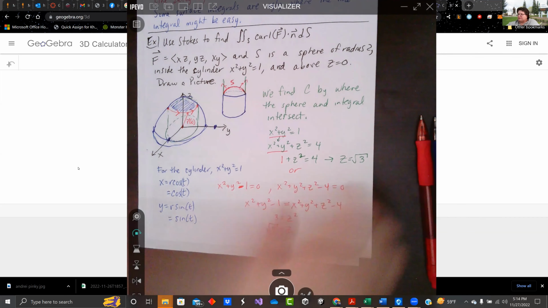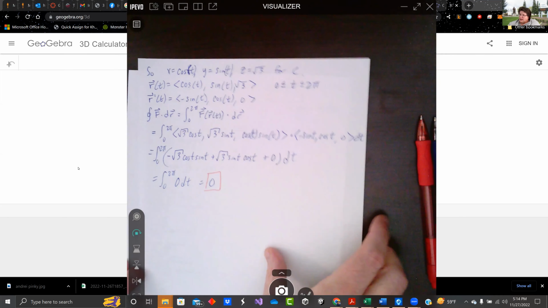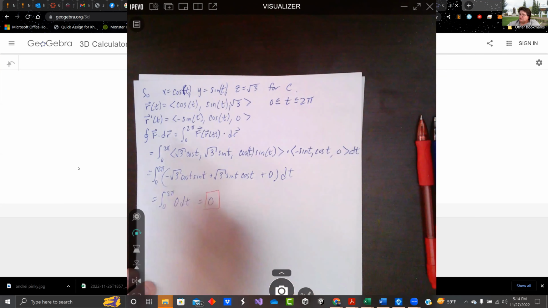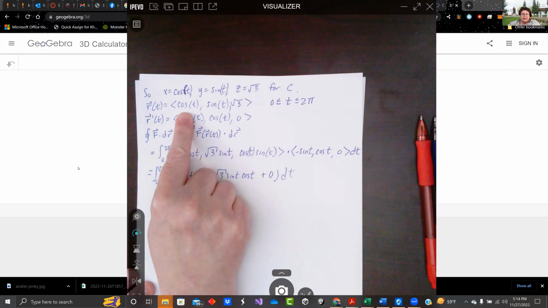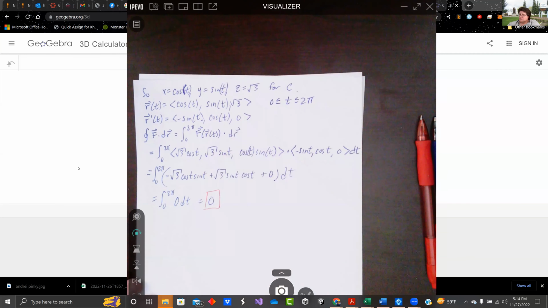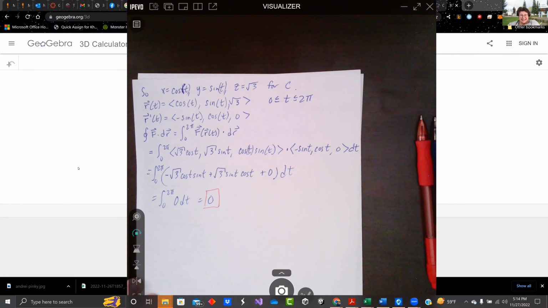We're going to use this stuff right here. Let's take a look at it. If I write r, we're doing F dot dr, so I've got to make r. So r is cosine t for x, sine t for y, and square root of 3 for z. So r prime of t will be negative sine t, cosine t, and 0. So I am going to evaluate F of r dot dr in the integral.